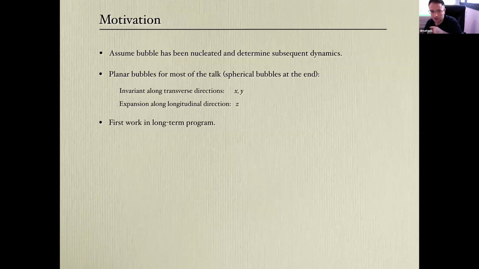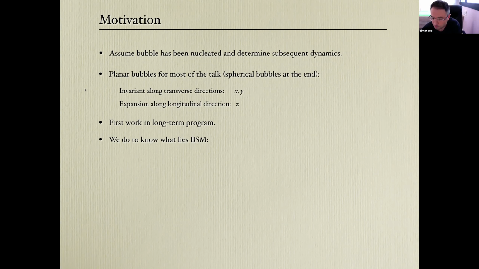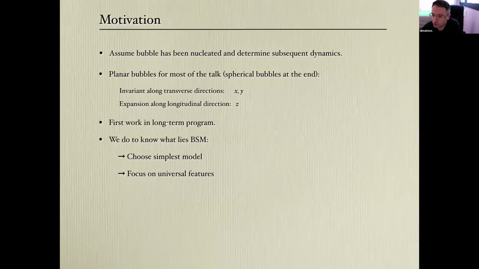So just to put this into context, I want to emphasize that this is just a first work in a long-term program. And that's why I'm restricting myself to a very simple case. Also, since we don't know what lies beyond the standard model, I'm going to choose the simplest possible model in which I can do these calculations. And I will try to focus on universal features, which may be robust to apply to a general class of models.